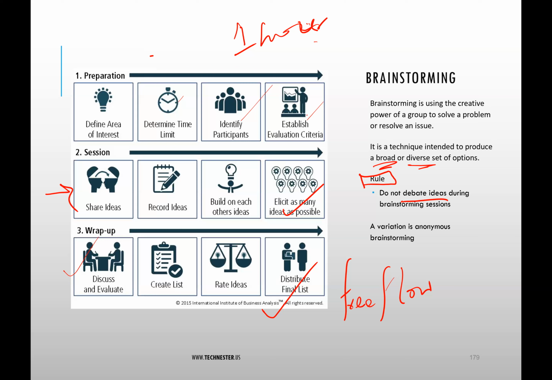And you establish evaluation criteria based on the business need you have collected, based on your business requirements. So how would we evaluate these ideas? What will make sense for us? And then you conduct the session, and then you just wrap up. Wrap up is where you start discussing and evaluating the ideas, where you create a list of the ideas that are in line with the business need. The other ones that are out of scope, you can put them in your parking lot.